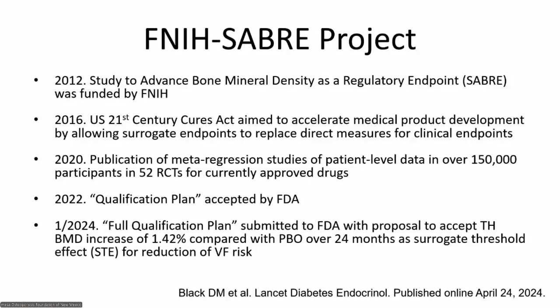In 2020, there was publication of a meta-regression study with patient-level data in over 150,000 participants with approved drugs. A qualification plan in 2022 was accepted by the FDA. And in January of this year, what was called a full qualification plan was submitted to the FDA with a proposal to accept total hip BMD increase of 1.42% compared with placebo over 24 months as a surrogate threshold effect for reduction in fracture risk.